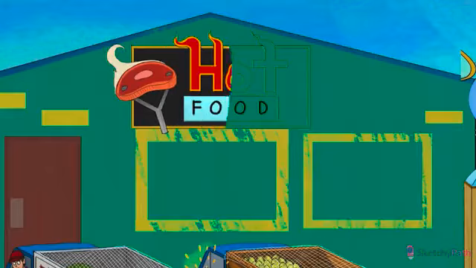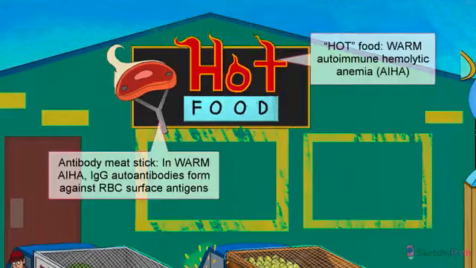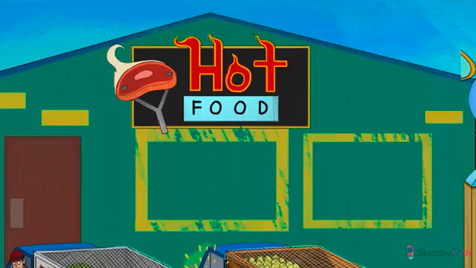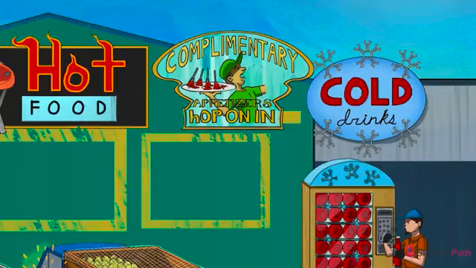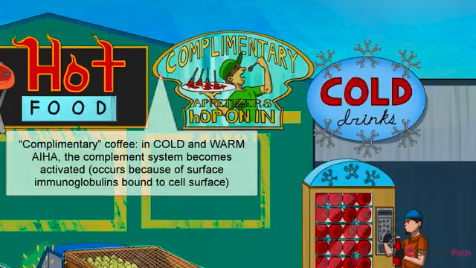In warm autoimmune hemolytic anemia, IgG autoantibodies, not IgM, form against RBC surface antigens, as depicted by the IgG shape incorporated into the sign for meat on a stick. Because nothing says American like a novel and absurdly efficient way to ingest hunks of meat. In both cold and warm autoimmune hemolytic anemia, these surface immunoglobulins bind and activate the complement system, especially C3. Hence the sign for complementary coffee. Also, you see the message underneath?